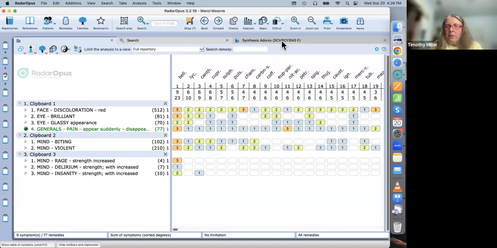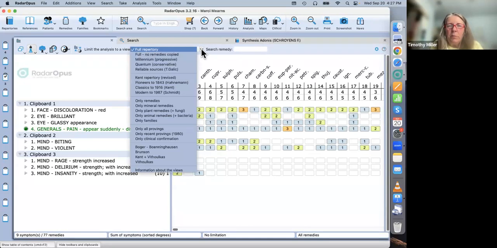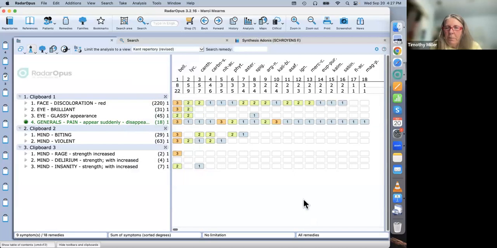We are currently using Synthesis Adonis, and there is a little setting up here at the top of this analysis window that will work when you're using one of the synthesis versions. I currently have this set to full repertory, but let's just say, since I believe this was some case from the 1800s, let's go back and set our view, if you will, for this analysis back to Kent's repertory days. So what's happened is a number of remedies have disappeared. Why? Because the rubrics have evolved and had additions made to them over the years.